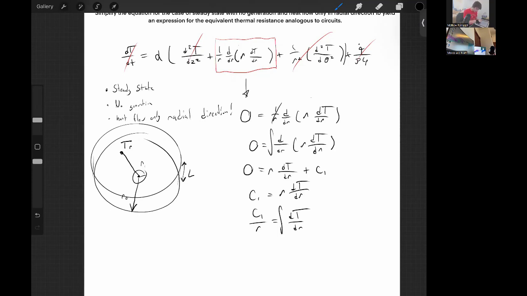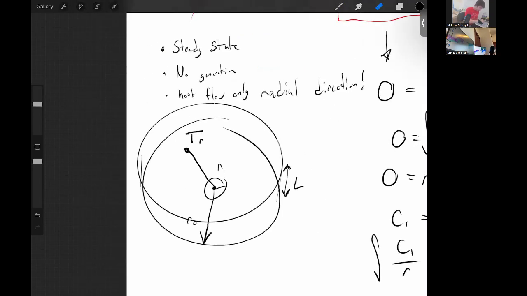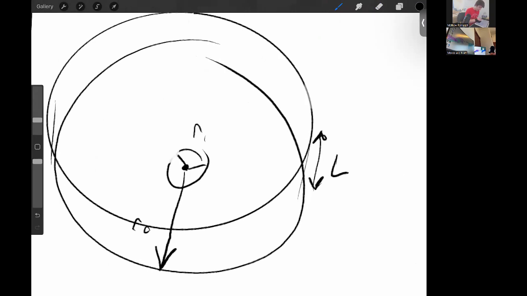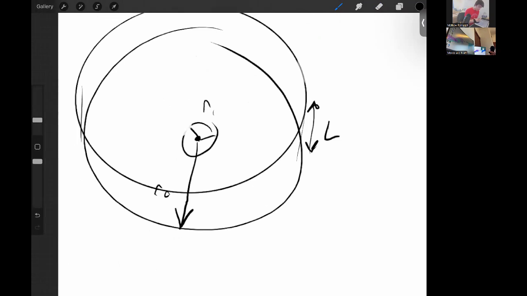And now this is where we're actually going to get talking here. So what are we going to integrate this by? I've made this cylinder over here. Sorry, this is left over from my notes. So I have this cylinder over here, and I have this inner radius R1, and I have this outer radius, we're just going to call this R naught.